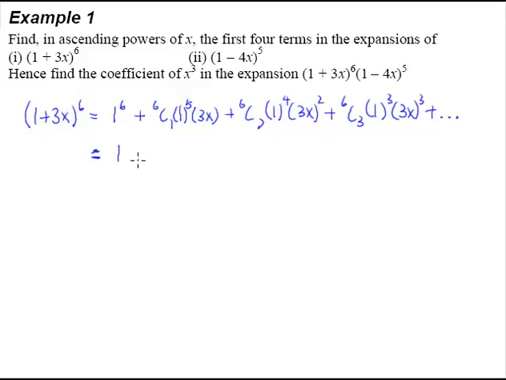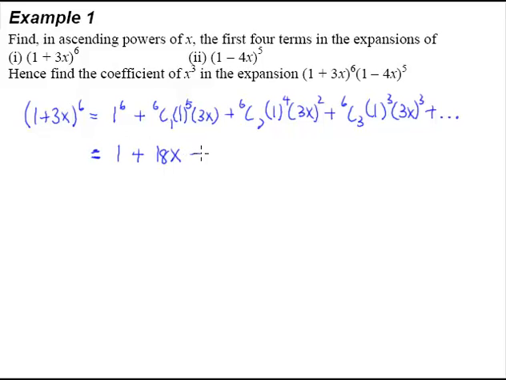From a calculator, 6C1 is 6, so 6 multiplied by 3 will give us 18x. Again 1 to the power of 5 is 1. I hope sooner or later you will start to realize that 6C1 is 6, 7C1 is 7, 8C1 is 8, and so on and so forth. 1 million C1 is also 1 million. So actually the first 2 terms are very easy to work out.